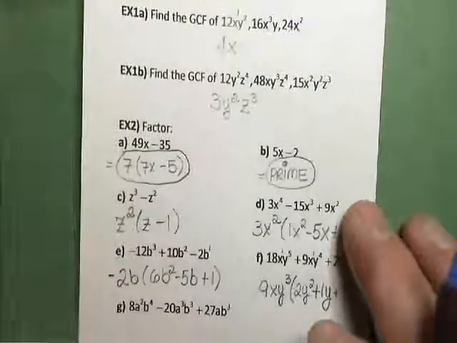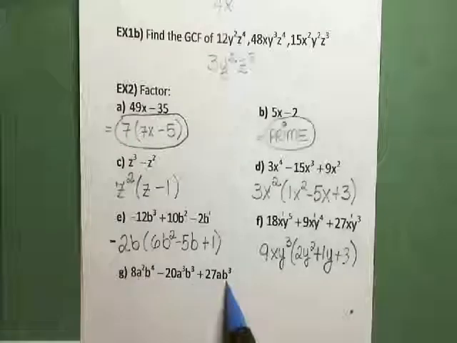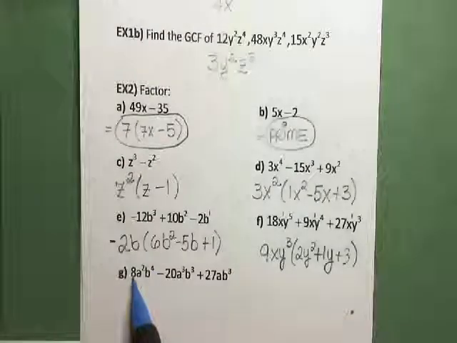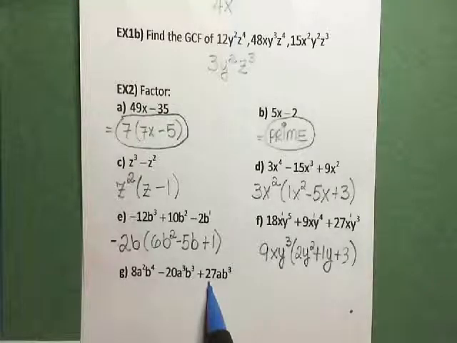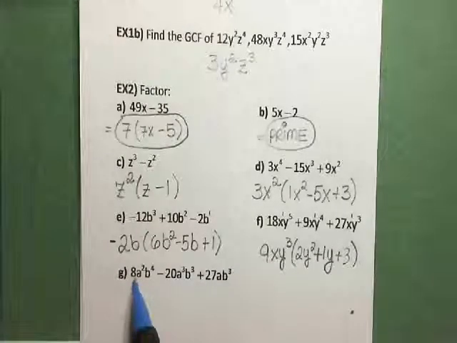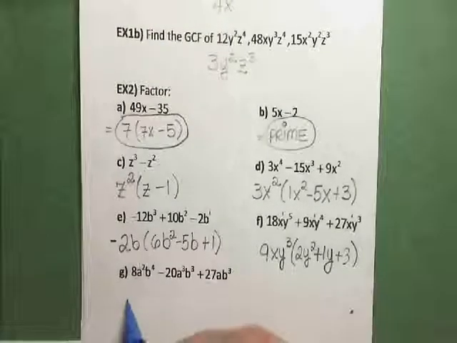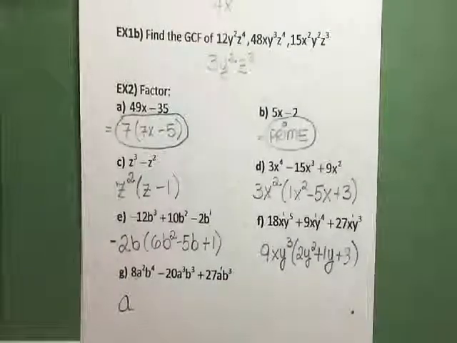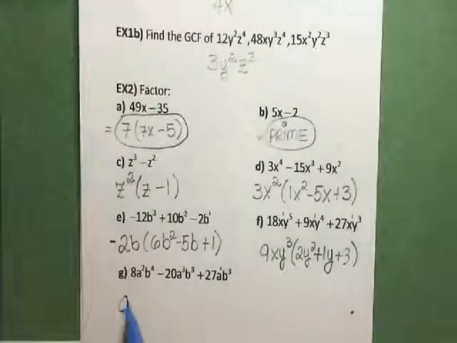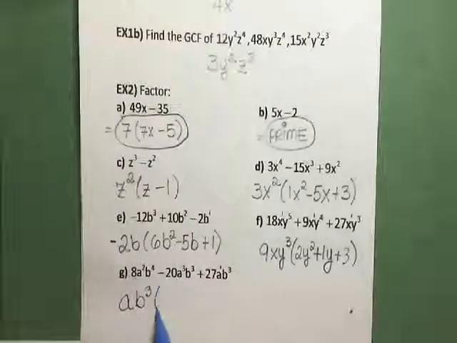Alright. The next example would be this one over here. Is there a number that goes into 8, 20, and 27? And the answer is no. I mean, any number other than 1, and the answer is no. How about the a? Can I factor an a? Yes, I can. I can factor 1a because the smallest exponent is 1. How about the b? Can I factor out a b? Yes, I can. I would factor out b to the 3rd.